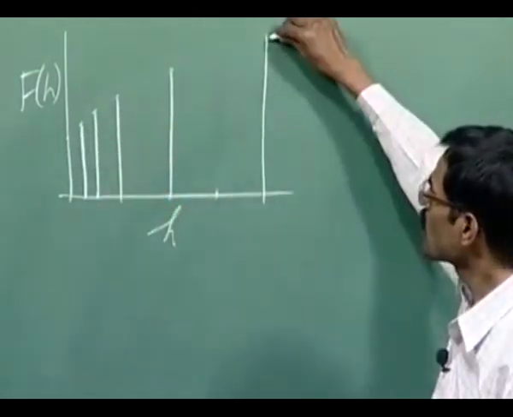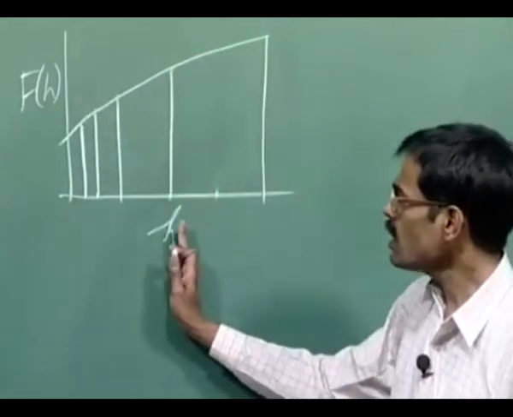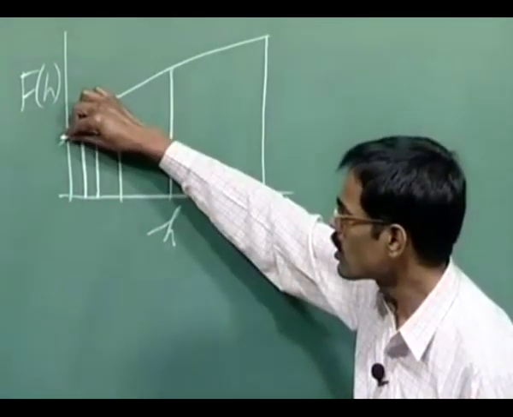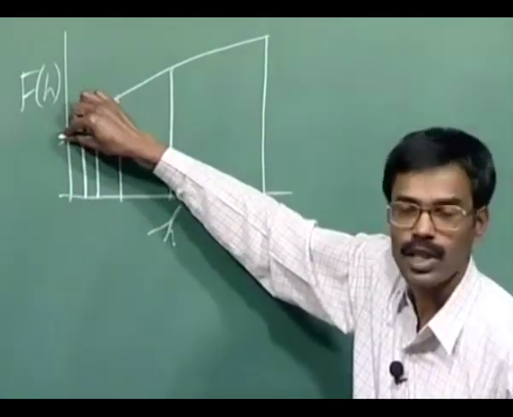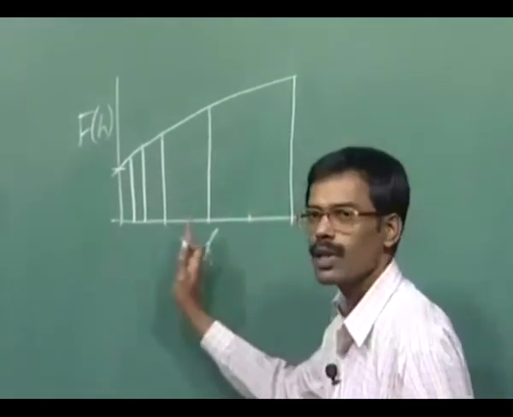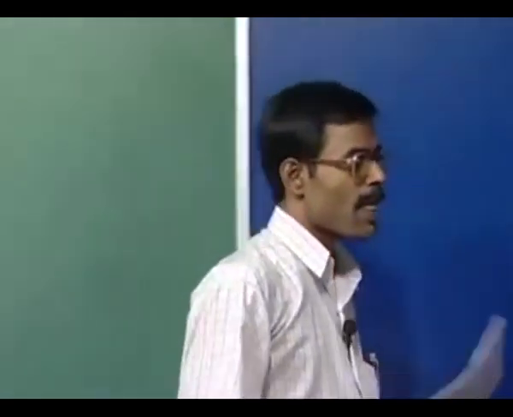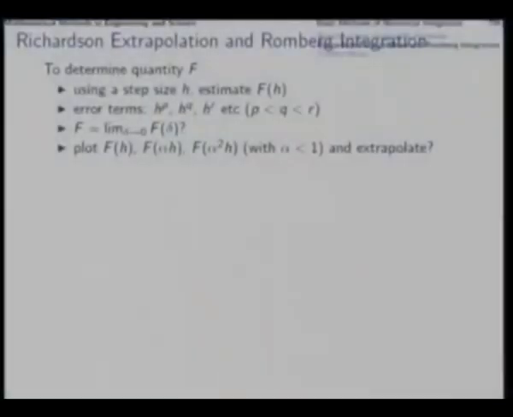Then can we not say that with a very small step size, the result should be something like this? That is the extrapolated result based on the estimates which have been made over various different step sizes. So, this is the idea of Richardson extrapolation. If the correct value of f is the limit of f of delta as delta tends to 0, then plotting this and extrapolating to h equal to 0 we will get the correct value or a very accurate estimate.